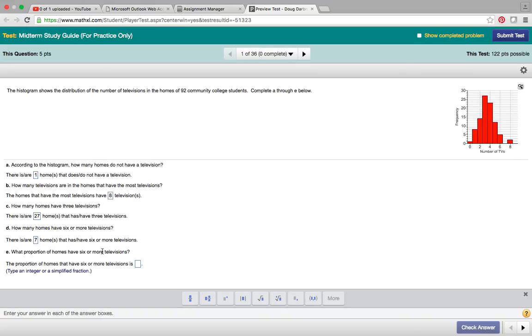What proportion of homes have 6 or more? Well, if there's 7 that have 6 or more, then 7 out of the 92. So guys, if you take your calculator and take 7 divided by 92, your proportion would be 0.076. It tells you to type an integer or simplified fractions. So I'm just going to come down here and do 7 over 92. Okay. Check answer.